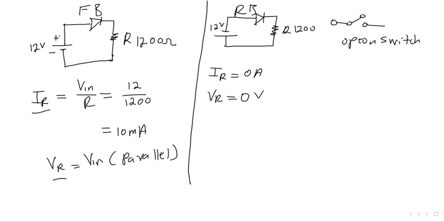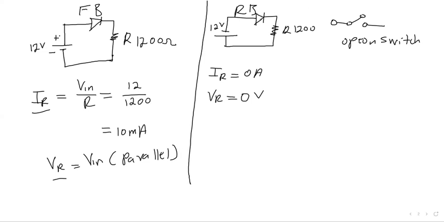Why? Because the diode is replaced with a closed switch, so there is no voltage across it. We ignore that 0.7 in the ideal model. So what is VR? Since they are parallel, VR is equal to Vin, which is 12 volts.